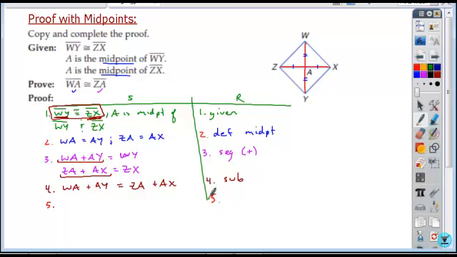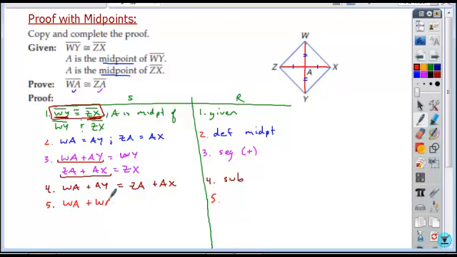Any ideas on where we could go next? Okay, we need to get rid of AY and AX, right? Somehow. Well, what do we know that AY is equivalent to? It is equivalent to WA, right? So what if we make that substitution here?